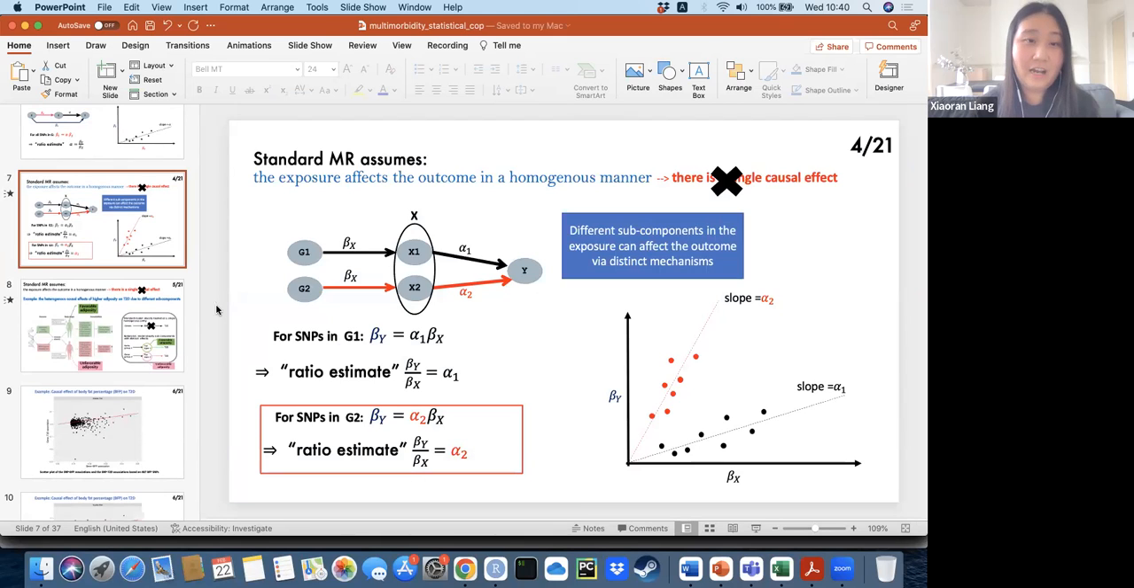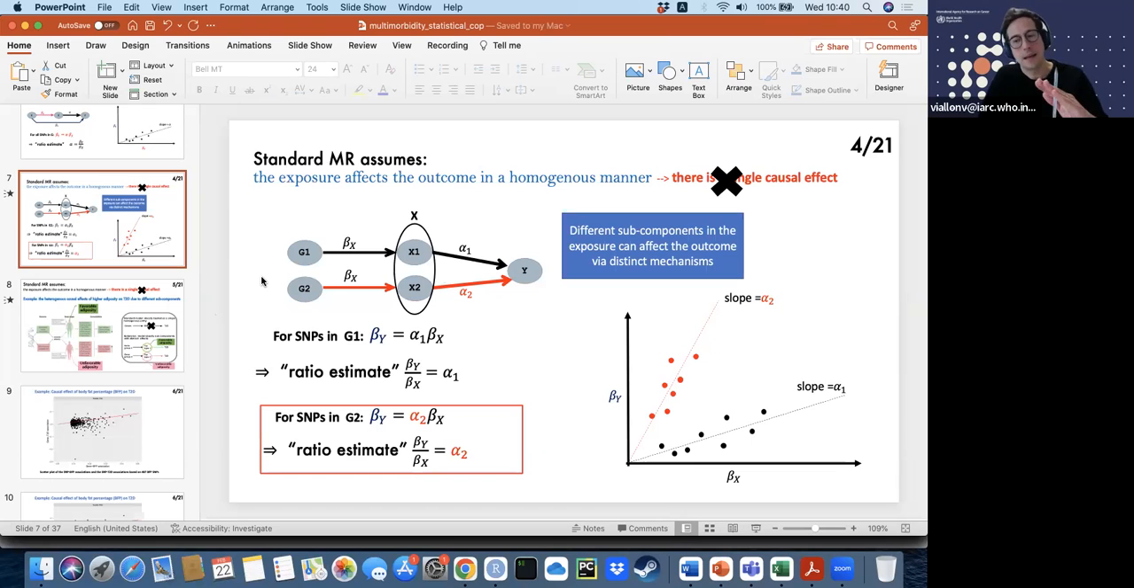Yeah, I was thinking that, for example, if we want to estimate the causal effect of obesity on metabolic conditions, of course we can measure different subtypes of obesity that are correlated with fat distribution. But sometimes the data might not be available, and we can only use a single proxy for the exposure. So in this way, the cluster analysis would be very useful.